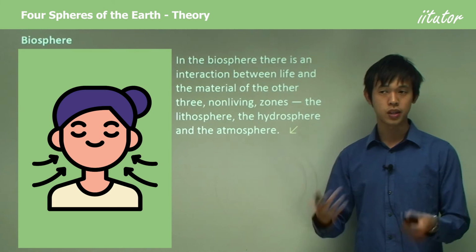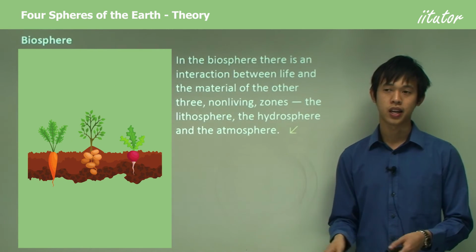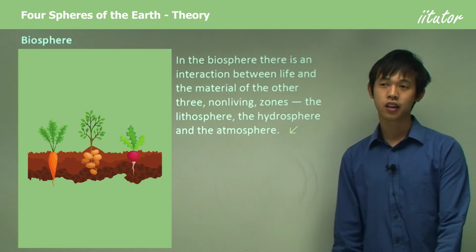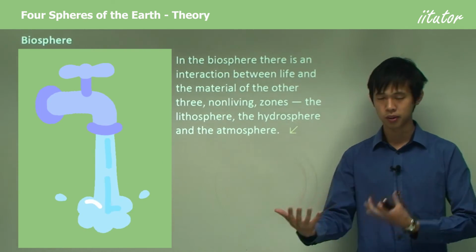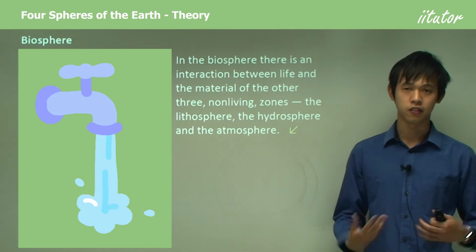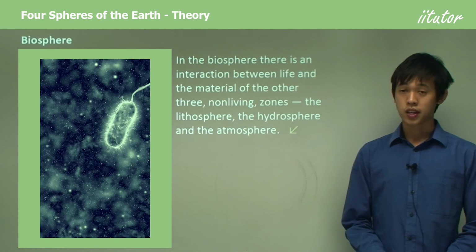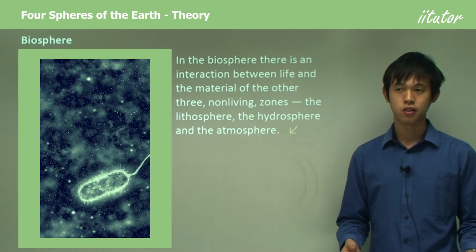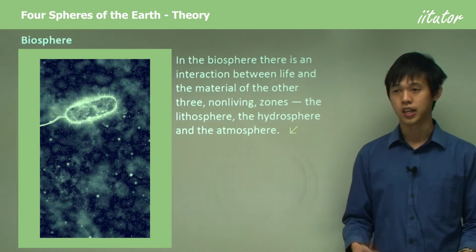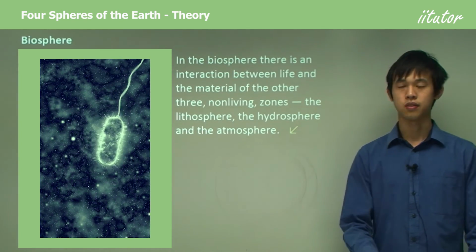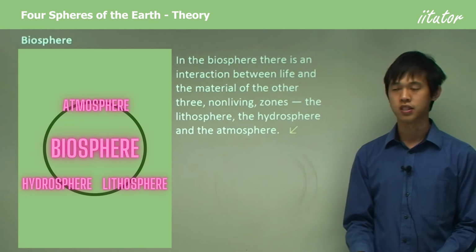So for instance, me as a human, I go and breathe air from the atmosphere. I plant my crops in the lithosphere, and then I go and extract water from the hydrosphere for me to drink. So you can see that I'm interacting with all 3 of the spheres just by living. Similarly, other organisms do other things. So for instance, bacteria that live in the soil live off the nutrients in the soil, the lithosphere. They absorb nitrogen from the atmosphere, and they absorb water, obviously, from the hydrosphere. Okay, so you can see that all these interactions happen between all 4 of the spheres.